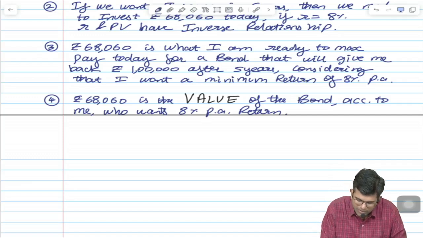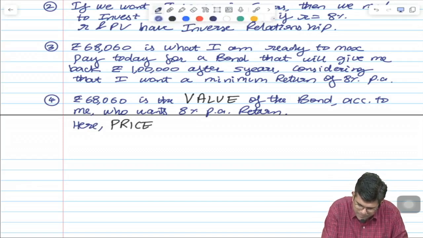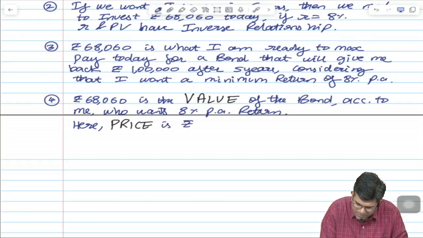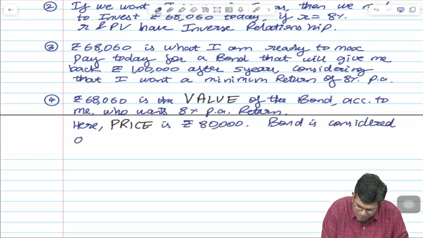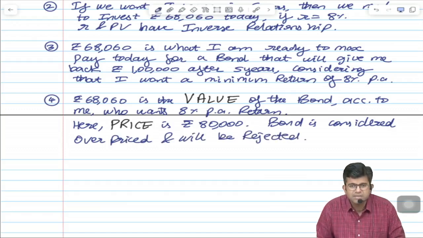Students, I hope you realize here, if the price is rupees 80,000, the bond is considered overpriced and will be rejected. Am I making sense?